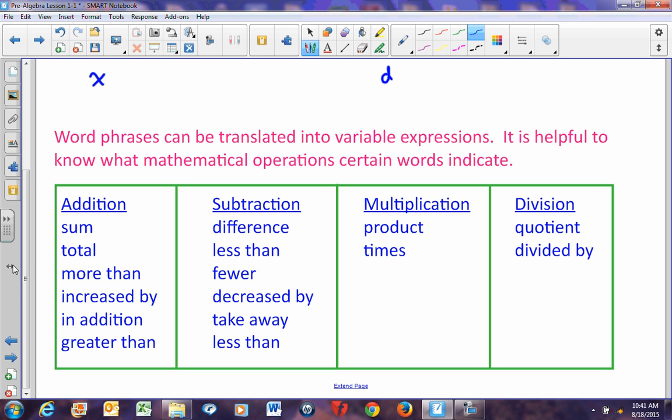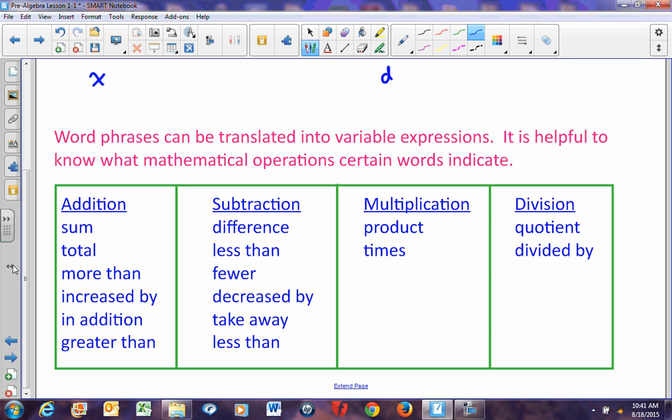Now, if something means addition, it's obvious that its opposite would mean subtraction. So the opposite of sum is difference, the difference of 6 and 5. Less than: 12 less than 6. Fewer: he has 5 fewer dollars than I do. Decreased by: take 100, decrease it by 16, what do you have? Take away, that's the famous one you learned when you were younger.